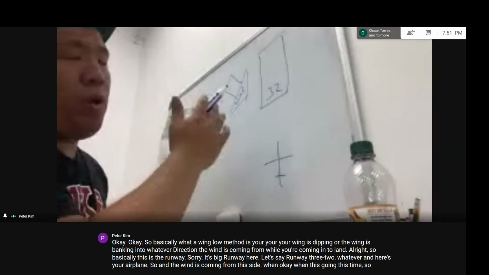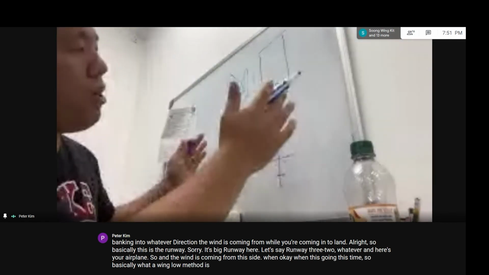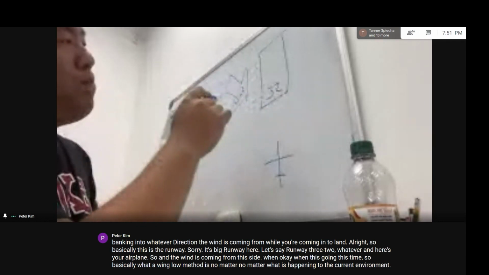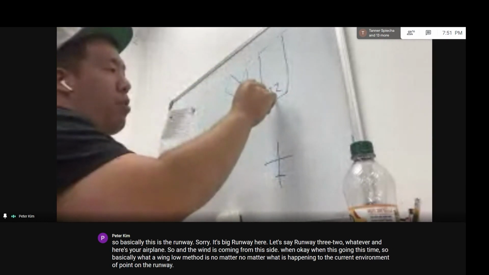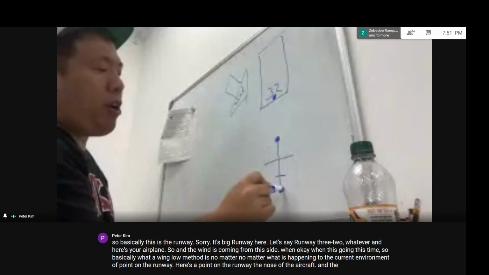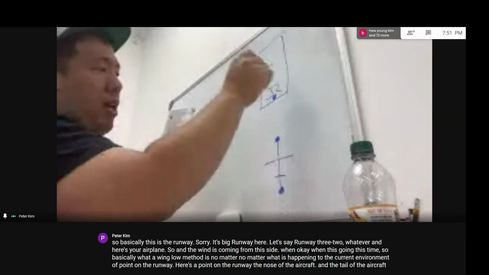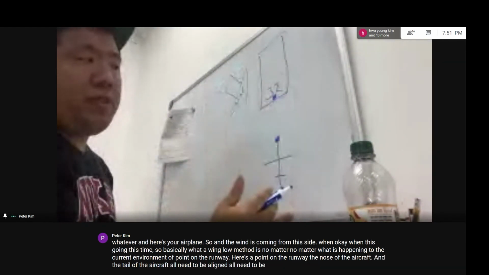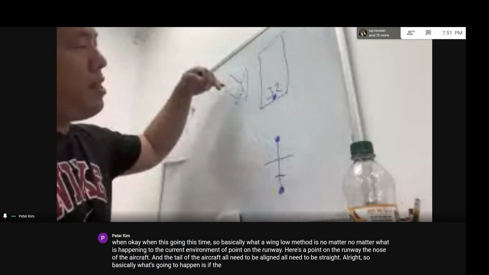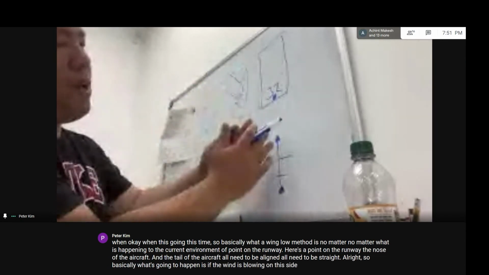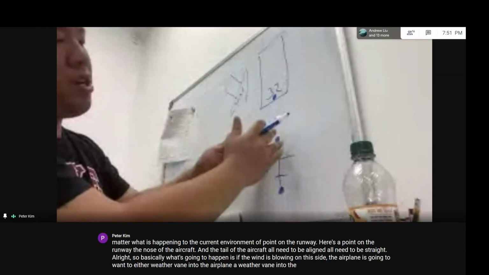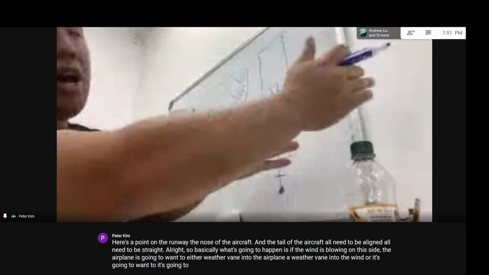So basically what the wing low method is, no matter what is happening in the current environment, a point on the runway, the nose of the aircraft, and the tail of the aircraft all need to be aligned, all need to be straight. If the wind is blowing from this side, the airplane is going to want to weather vane into the wind, or it's going to get pushed out to the right side.